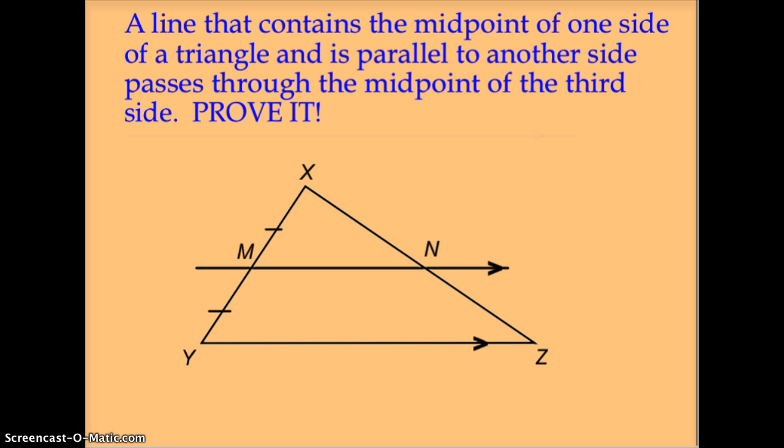The next theorem is a line that contains the midpoint of one side of a triangle and is parallel to another side passes through the midpoint of the third side. What I'm going to ask you to do is prove this. And I'm going to give you a hint. First, use this line and draw a line through X that is parallel to both MN and to YZ. Pause it, try it, and if you need another hint, restart the video again and I'll give you another hint.